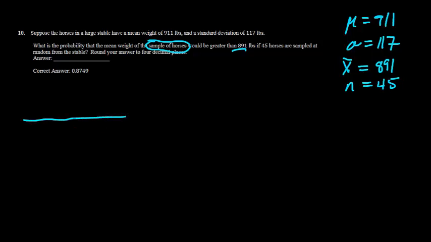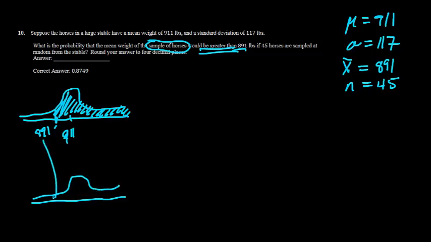I'm going to draw a little curve. There exists some mean, which is 911 pounds. 891 is over here on the left-hand side somewhere, and we want to know if it would be greater than. So what is the probability of picking a horse greater than all of this on the right-hand side? And greater than 891 is that guy right there. Okay, so clearly we're going to go to the standard normal table. All right, I'll go ahead and draw it. Why not?